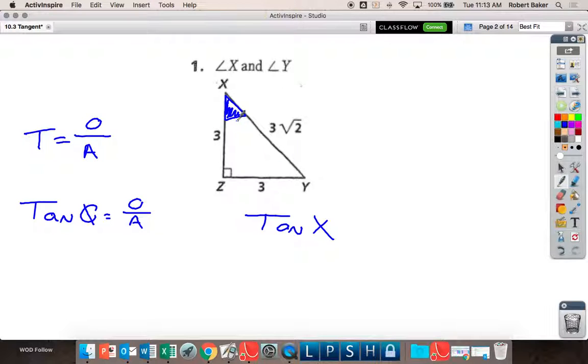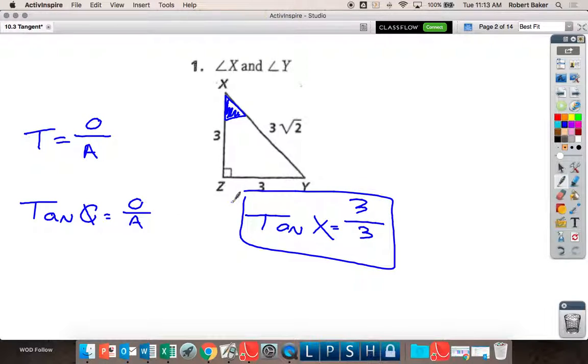Now tangent is opposite over adjacent. What is opposite of x? 3. What is adjacent to x? So the tangent of x is the ratio 3 over 3.